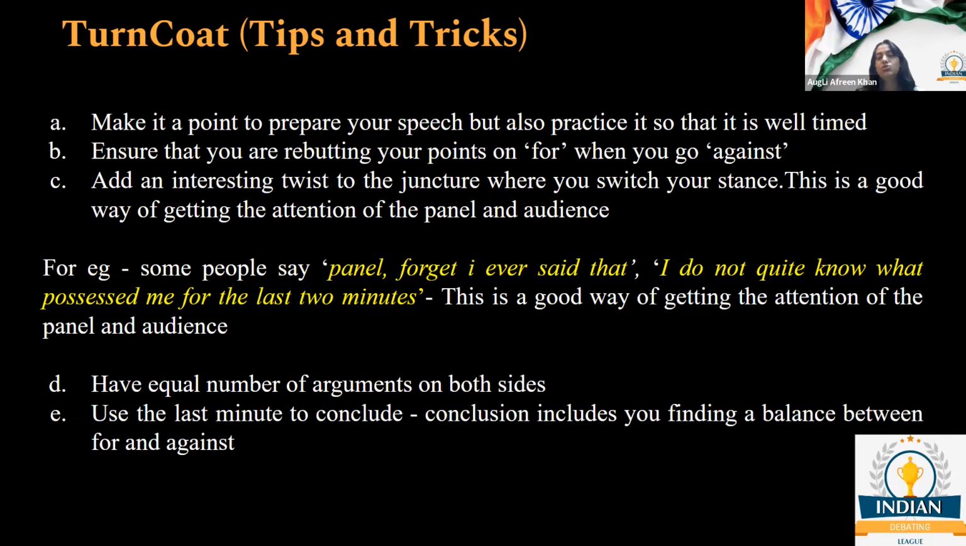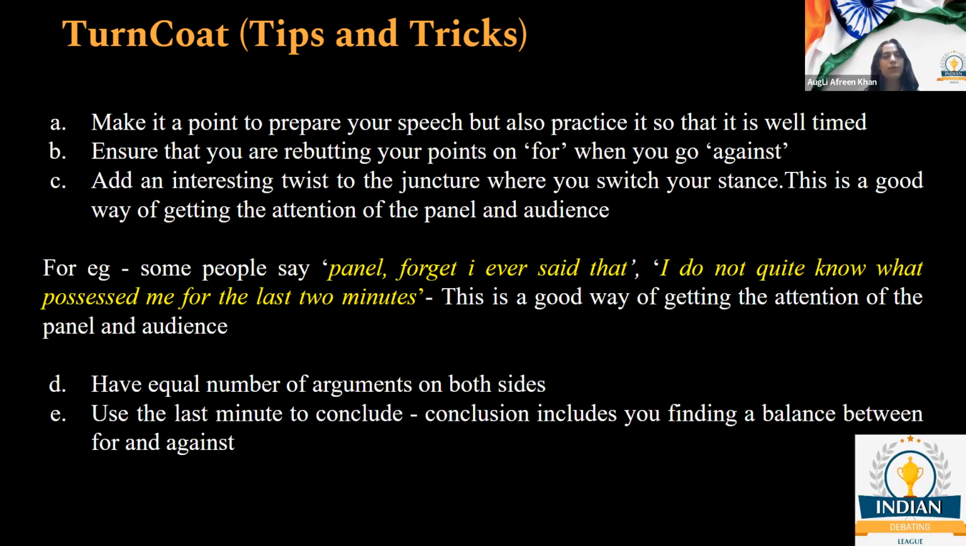The third thing that you need to know is to try to have an interesting switch. Because here's the thing, you're not supposed to make a very robotic speech which says, hey, right now I'm going to talk for the motion and now I'll talk against the motion, which is very pale. So judges want something creative and interesting when you're shifting from for to against. So let's say it's 30 seconds, and for 1 minute I spoke for why Barbie is good.